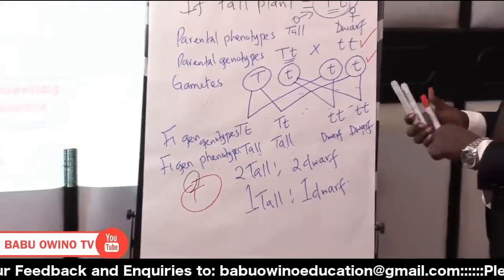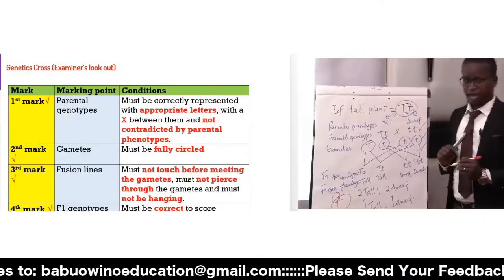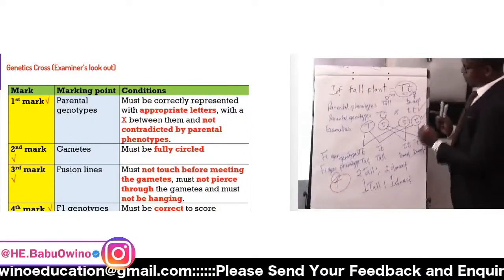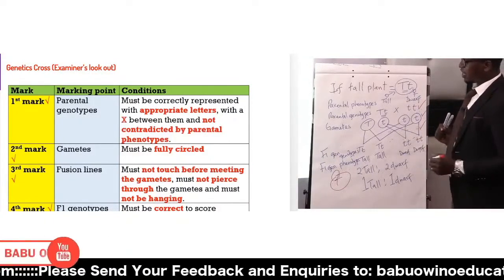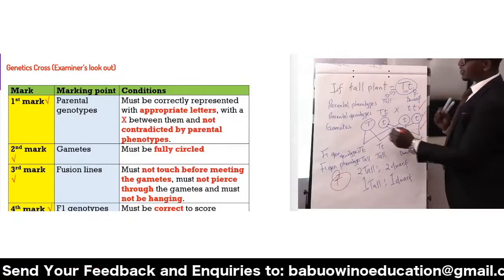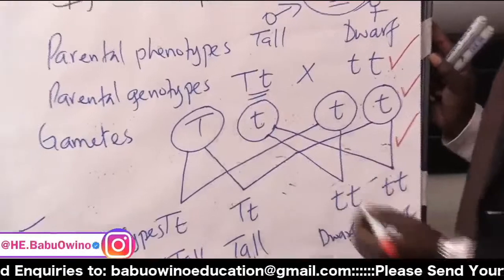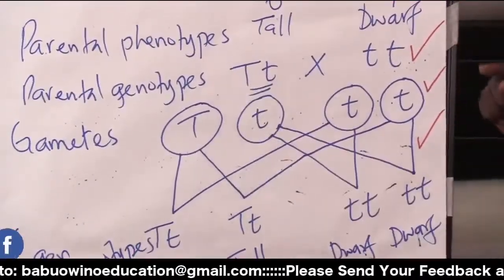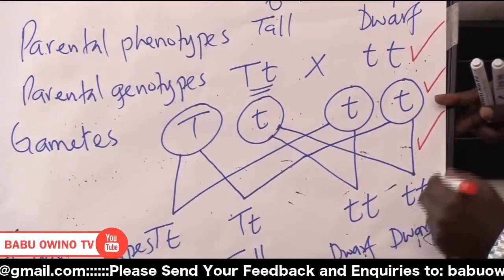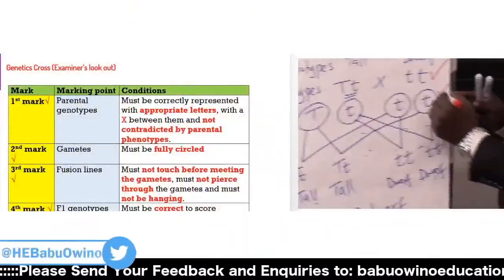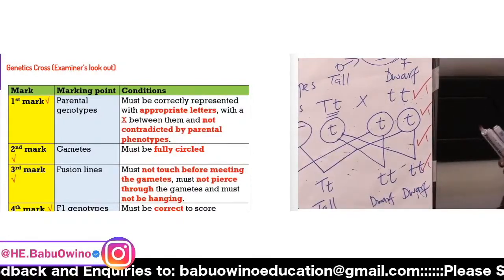Then the third mark usually comes at the fusion. We'll give you one mark for accurate fusion. This one mark will be earned, but with conditions. These fusion lines should never touch each other, and they should not pierce through the gametes. If they pierce through the gametes, then you are also likely to attract a penalty. And the last mark comes at the F1 genotypes. Have they been well represented? This gives you a total of four marks there.